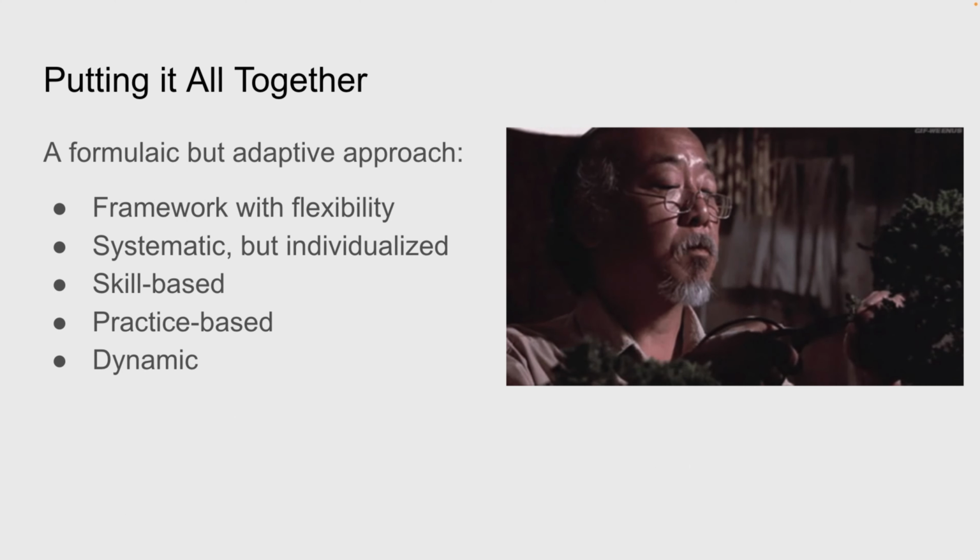So when you put all of this together, you get a formulaic but adaptive approach. Basically, we're creating a framework with flexibility. It's systematic but individualized. It is skill-based, it is practice-based, and it's extremely dynamic. And as a result, you're going to gain muscle, your metabolism is going to increase, your cardiovascular health is going to be excellent, and you're going to be practicing skills that are directly linked to health, wellness, and longevity.